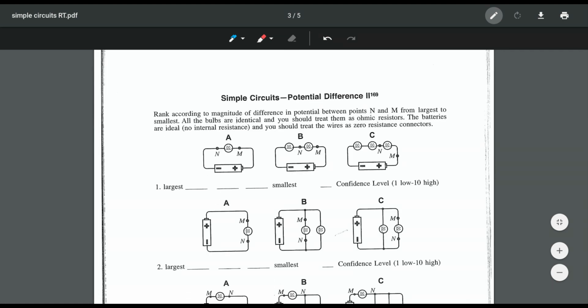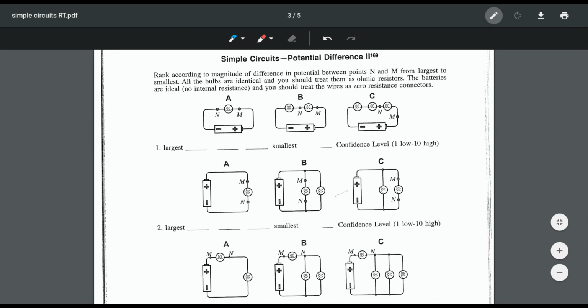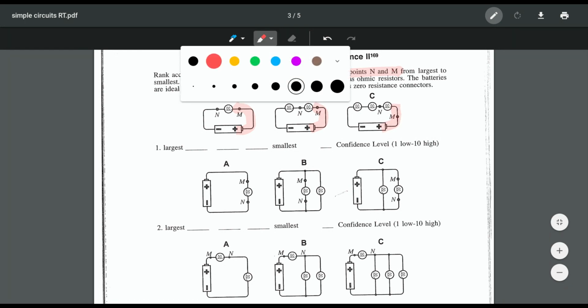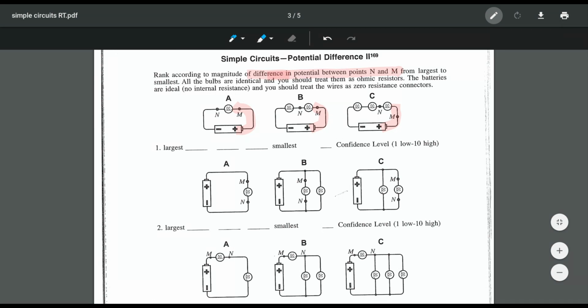Moving on, more potential difference stuff. Cool. So again, we're looking at potential difference between points N and M, right? So again, focus on this, and you can use highlighting as appropriate here. So I'll just model that for you. It's an incredibly good technique. And I'll go blue here.